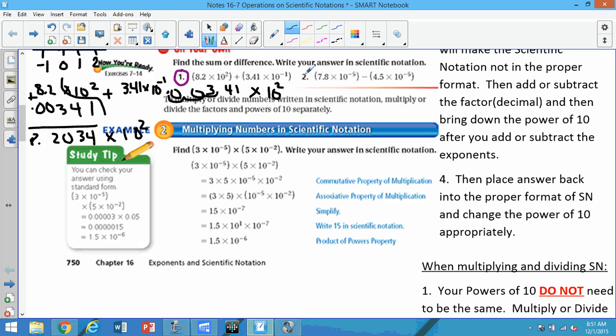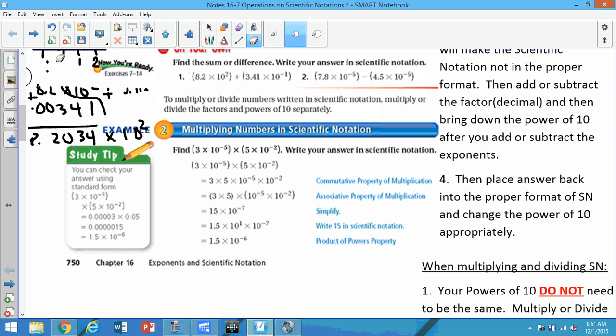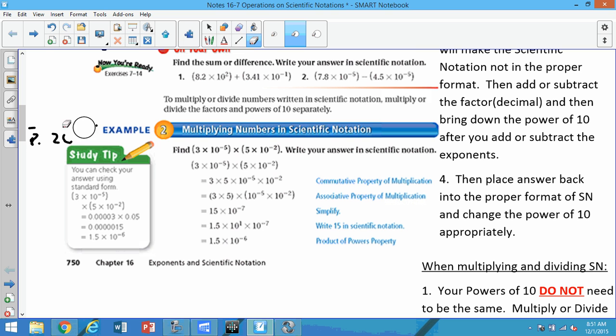Okay, so let's do number 2. I think we'll do number 2 together as well. I'm going to erase this one. So if you don't have it copied down, make sure you rewind and copy. Okay, so this next one is a subtraction problem. And it's 7.8 times 10 to the negative 5th minus 4.5 times 10 to the negative 5th.